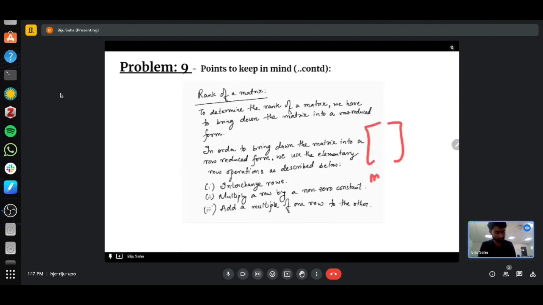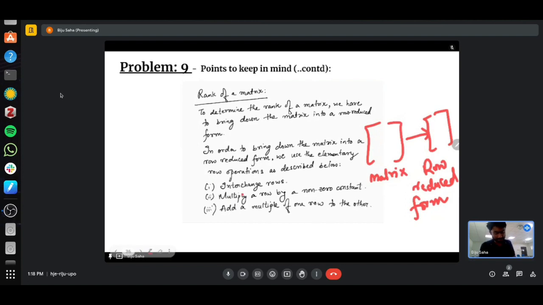Suppose you have an original matrix here. The first step is reducing the matrix to a row reduced form. You have to reduce this matrix to a row reduced form, and then from the row reduced form you can easily conclude what the rank of the matrix is. So that is the very first step. How can we transform a matrix to a row reduced form? In order to bring a matrix into row reduced form, we are allowed to use certain elementary row operations. The allowed elementary row operations are as follows.